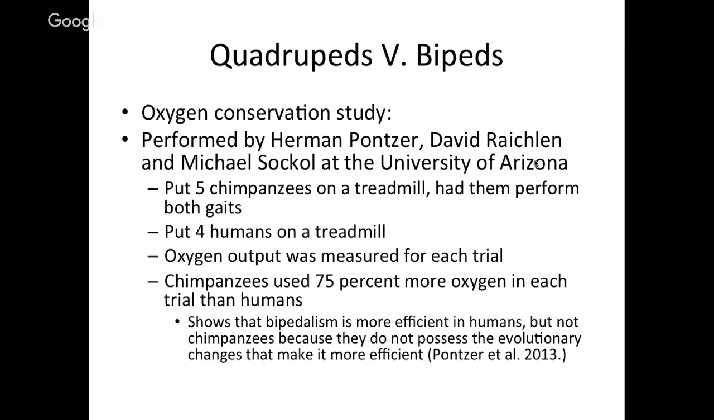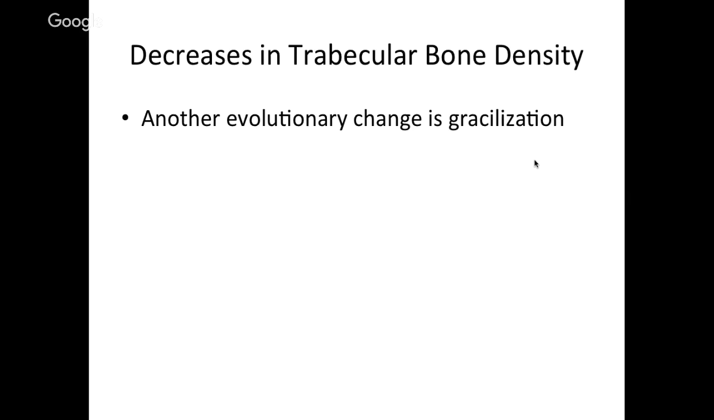because they don't possess the evolutionary changes that make it more efficient that we just went over, such as a change in the foot shape, change in the quadriceps angle, more anterior and inferior foramen magnum, and those things that we just went over.